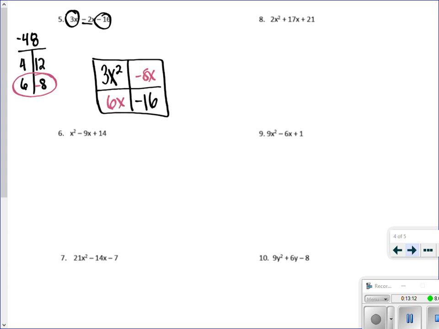Three over on the left side. So on my box, where would 3 have to go? On the top, the left side. Look at the row. Are both of these divisible by 3? No, it's right side. Also, so that means it has to go on the top.